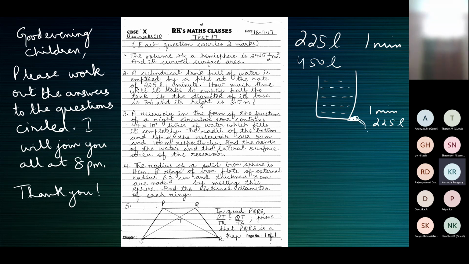When you use the formula pi r square h, which is the formula to find the volume of the tank, or the volume of the water in the tank, or the capacity of the tank, you will get the volume in meter cube, because the radius is in meter and the height is in meter. But the speed of the water is given in liters.